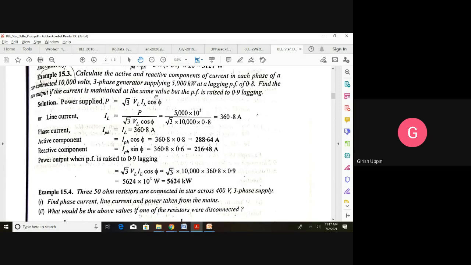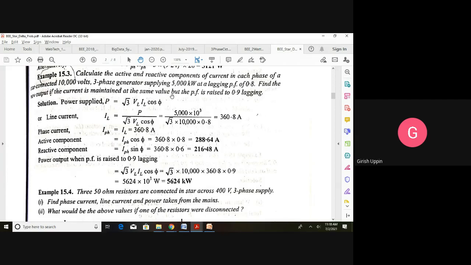In each phase of a star connected, connection is star, 10,000 volts, again it's a line voltage, three phase generator supplying 5,000 kilowatt. So this is the power. Cos phi, power factor is given, cos phi is equal to 0.8. Find the new output if the current is maintained at the same value. So we have to find the active and reactive components of the current and also find the new output.